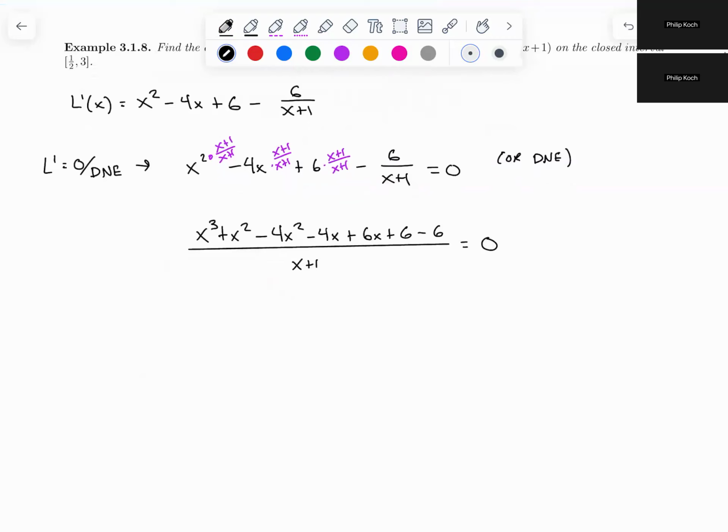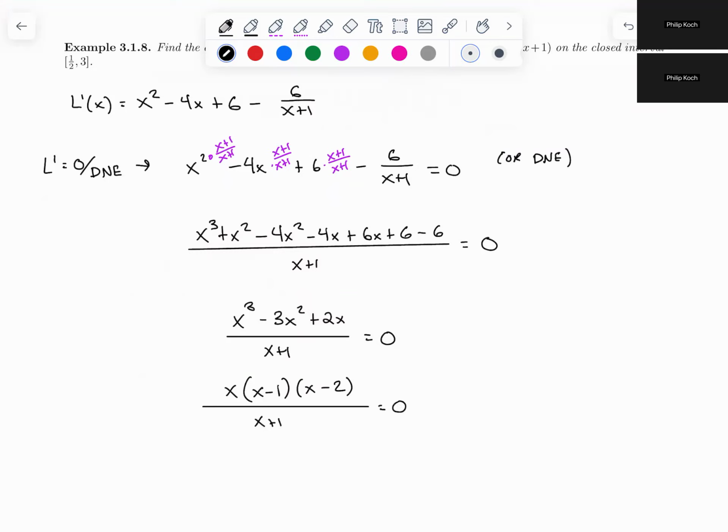So we do this, we get x cubed minus 3x squared plus 2x, all divided by x plus 1 equals 0. And that factors pretty nicely. You can factor out a common factor of x. And then that's x squared minus 3x plus 2, which factors to x minus 1 times x minus 2, all divided by x plus 1 equals 0. Any questions on that so far?